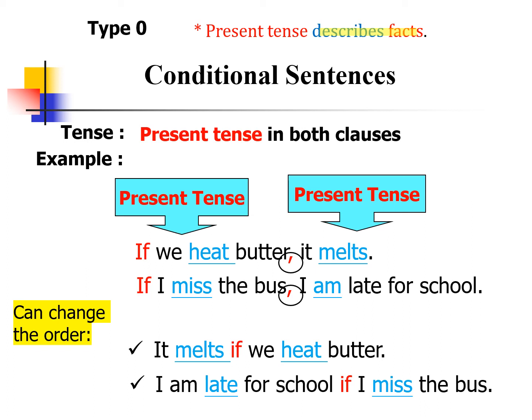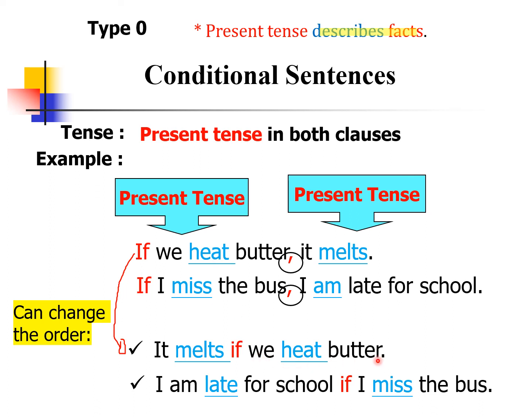Do we always use the if clause at the beginning? No, not necessarily. We can change the order. For example, you can use it this way. This is the main clause. It melts. We can put the main clause at the beginning of the sentence. You need to change it to a capital letter. It melts, if we hit butter.